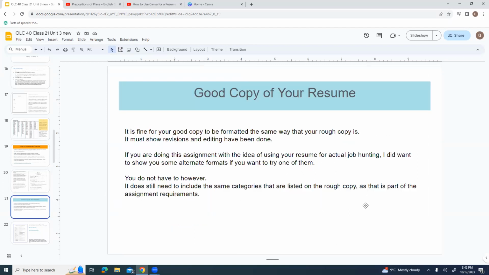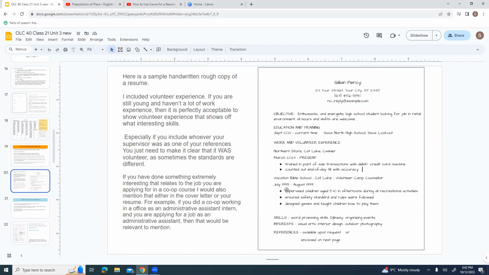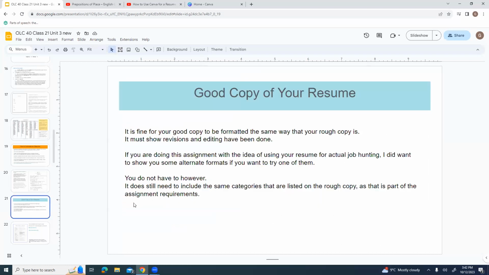Okay. So now it is totally fine for your good copy to be formatted the exact same way that your rough copy is. In other words, it's totally fine to use this exact same format and just type it all up on your computer, whatever you use. However, it does have to show that revisions and editing have been done. It cannot be exactly the same.